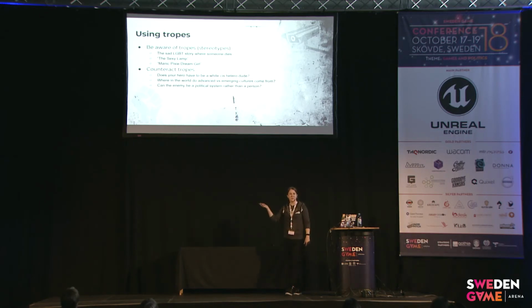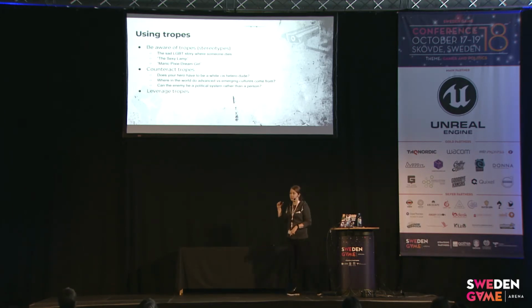Could the enemy be a political system rather than just one person, maybe? Because so often we tell stories where there is this one bad guy and then you shoot him and everything is fine. That does not work. That's not how our world is built, and I think it's actually dangerous to keep perpetuating that idea.